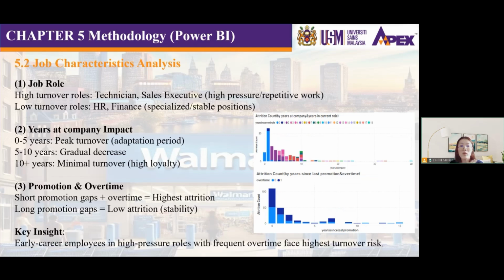And for promotion and overtime, short promotion gaps and overtime lead to the highest attrition, and long promotion gaps lead to low attrition. The key insight is that early career employees in high pressure roles with frequent overtime have the highest turnover risk.